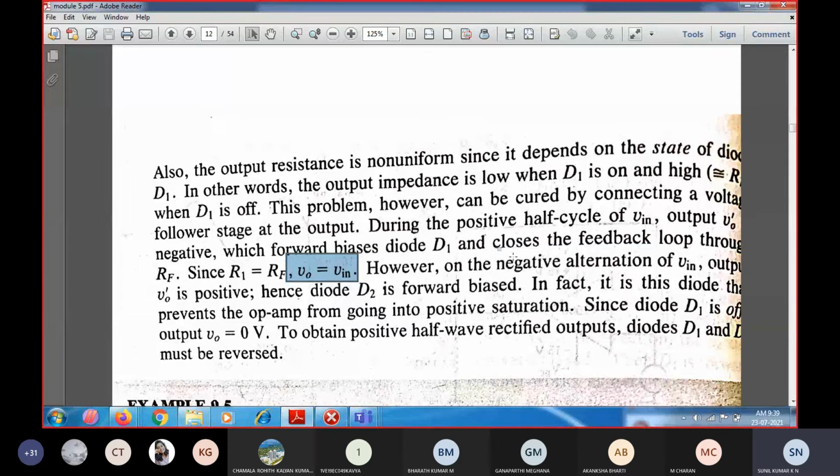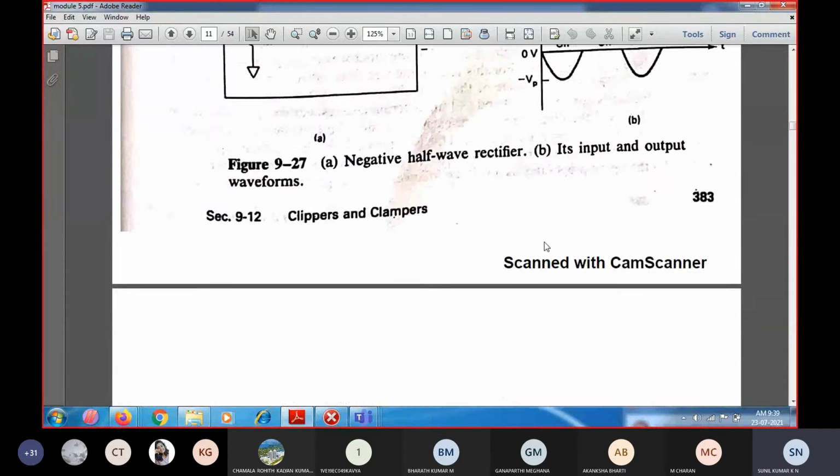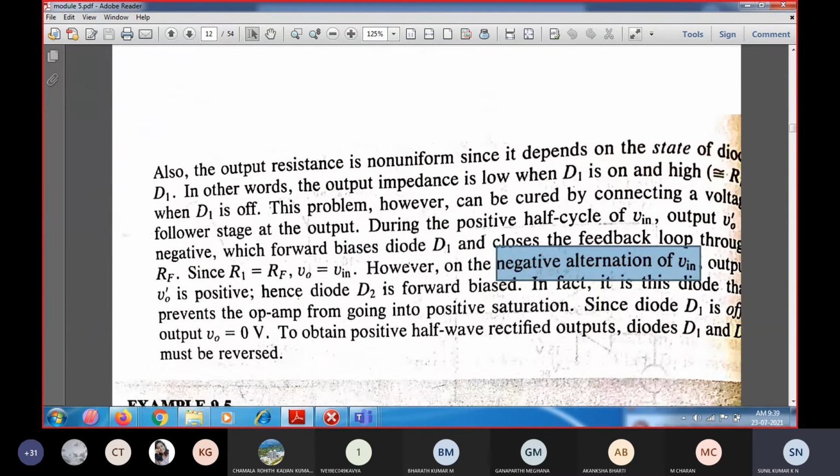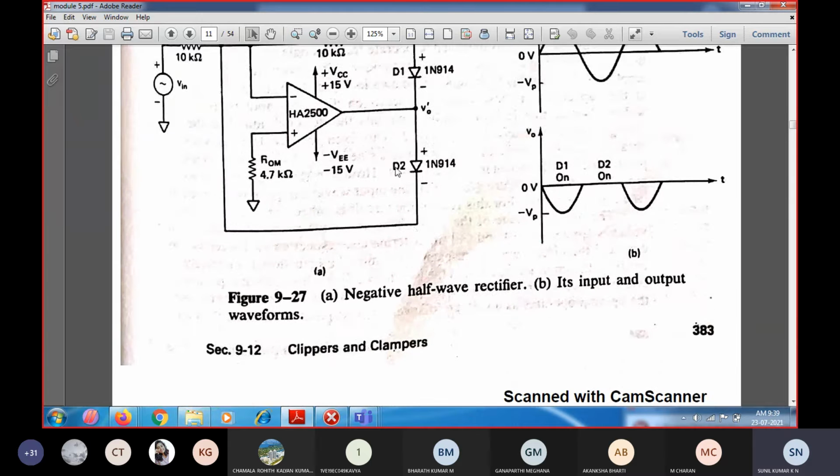Whereas in the negative alternation of the input, that means the negative half wave of the signal, the output will be positive going. The output V naught dash is positive, hence the diode D2 will be forward biased and D1 will be reverse biased.